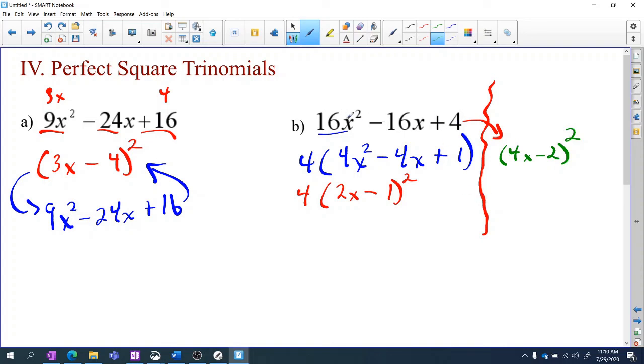Unfortunately, if students miss the greatest common factor here, in my experience, about 95% or more of the time, they don't pick it up here either. But I notice and say, wait a second, these both are divisible by 2. I'd have to factor that 2 out.